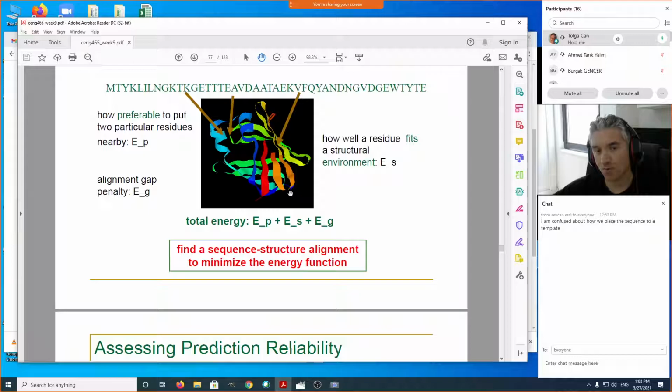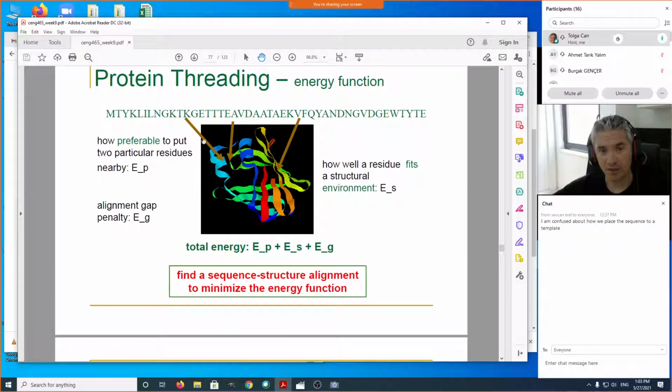We compute a score function based on a particular assignment of these amino acids to these structural positions. So I hope this slide clarifies how a sequence can be put onto a structure. Okay, and when we have gaps in our sequence, we also penalize that. So gaps are penalized.